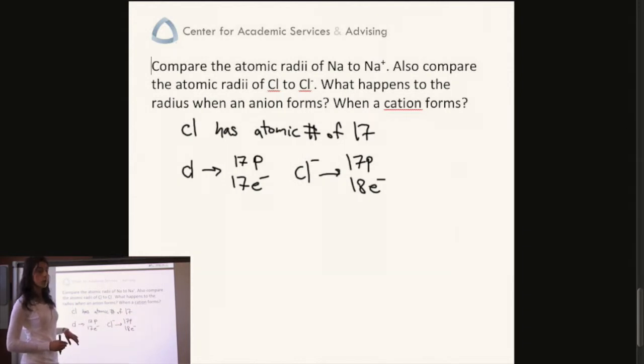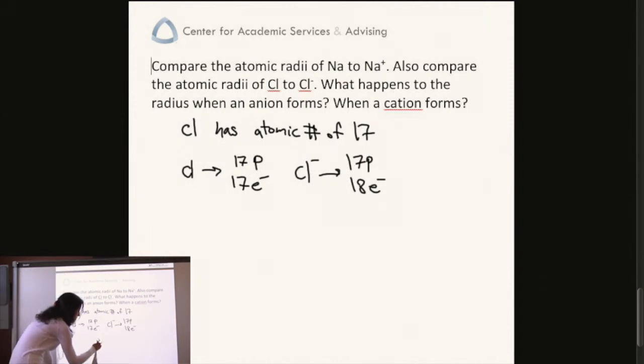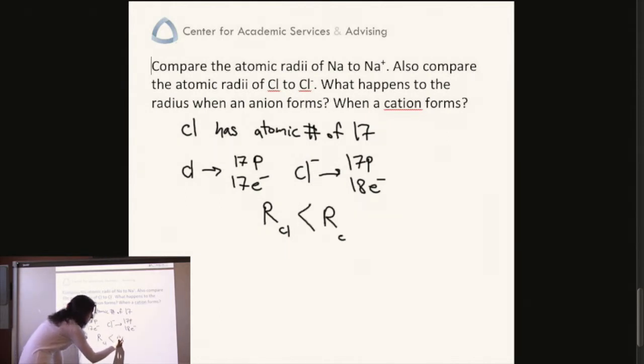So in this case, we have the same effective nuclear charge trying to attract more electrons now. So this actually results in the increase of the radius because we've added an extra electron without balancing it out with an extra proton, and also the electron-electron repulsion is going to grow, thus increasing the atomic radius, the ionic radius. So the radius of the neutral chlorine atom is going to be smaller than the radius of the chloride ion.